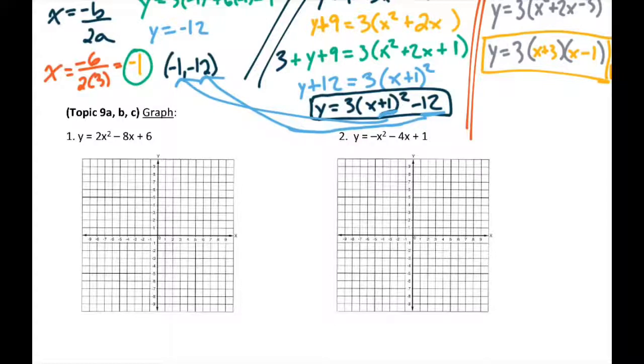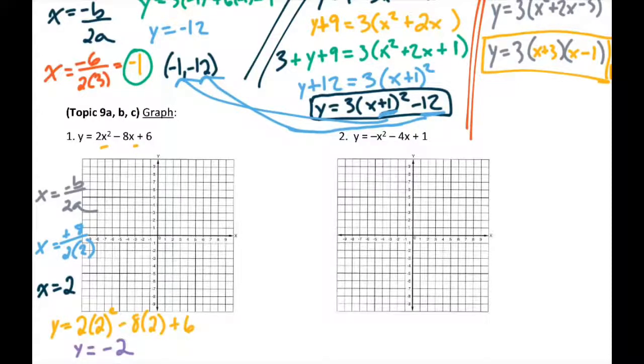So if we are given this equation right here, we're going to start with our vertex. That's usually the easiest thing to start with. So x equals negative b over 2a. I'm going to plug in my values and simplify to get 8 divided by 4 is 2. Next, we want to plug 2 back into the original equation for x so that we can find the y that goes with it. We're going to get y equals negative 2. So we now have a point that we can put on the graph, (2, negative 2).